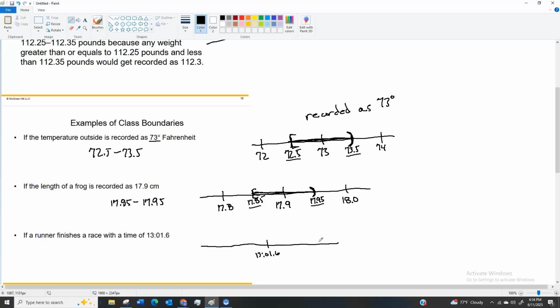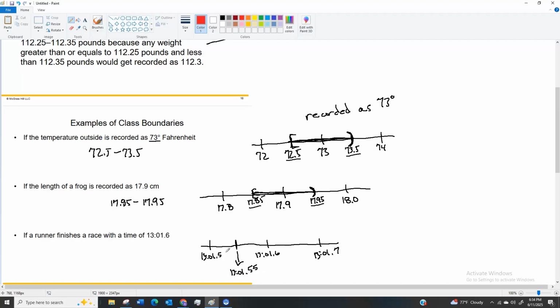So we have 1301.6. What would be below that? You would have 1301.7, and up below that you would have 1301.5. So when would it be rounded up and when would it be rounded down? Well, the middle here would be 1301.55. Halfway between 0.5 and 0.6 would be 0.55.